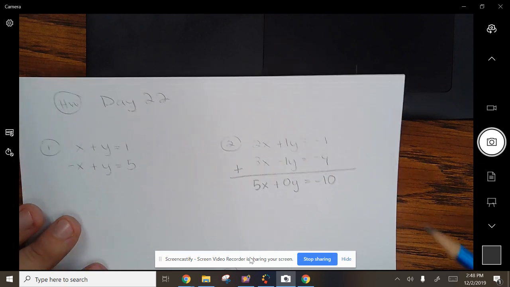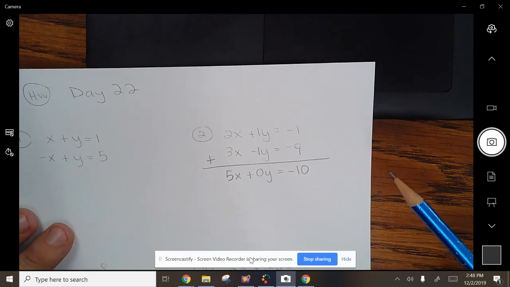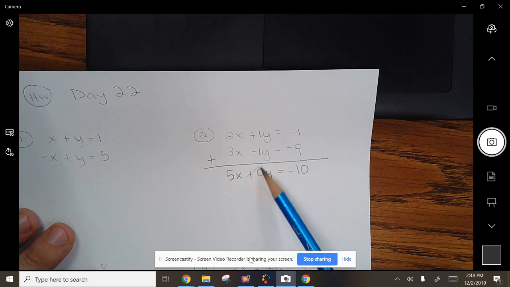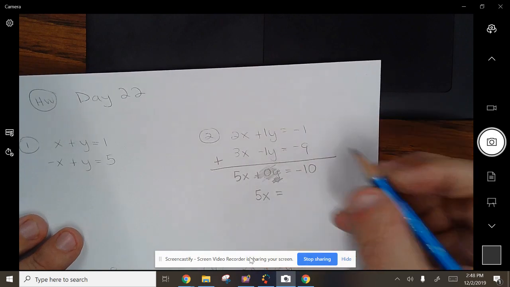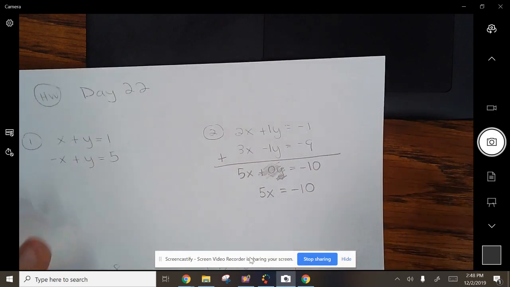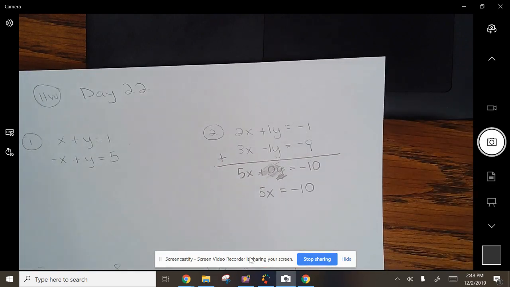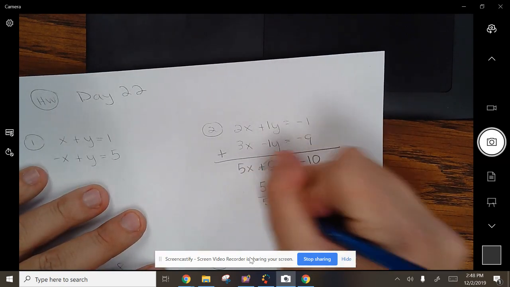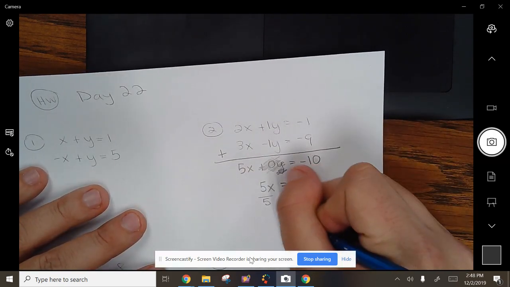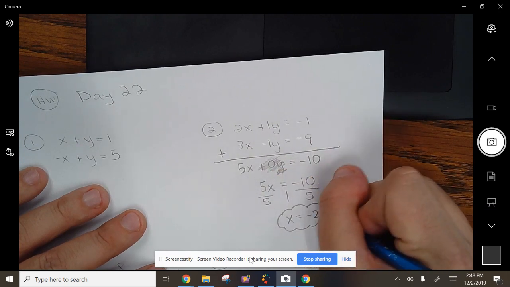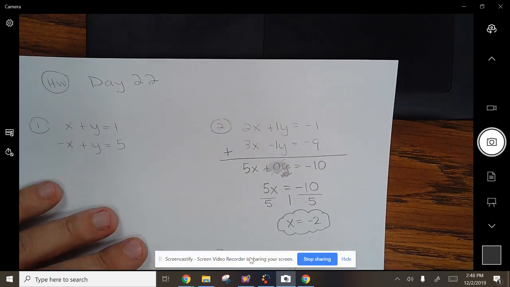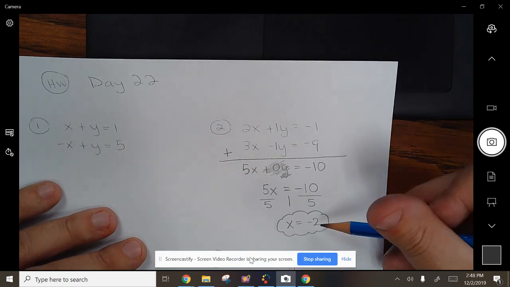So now looking at this, can I see which one of my variables got eliminated? Anytime you see the 0, that got eliminated. Okay? So now it's 5x equals -10. And then just solve this equation. Divide 5 into 10. You know it's 2, but there's a negative involved. So it's -2. And that's half your answer. You know -2 is x.